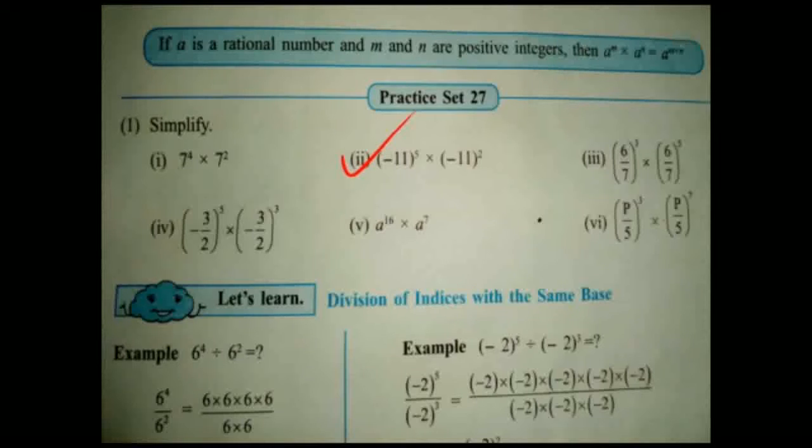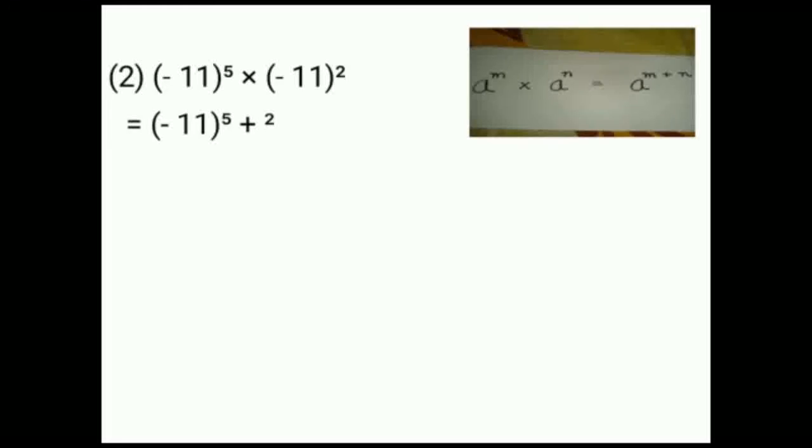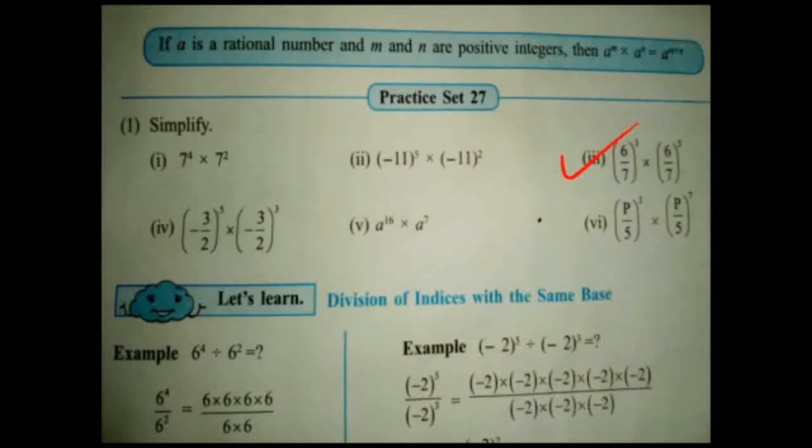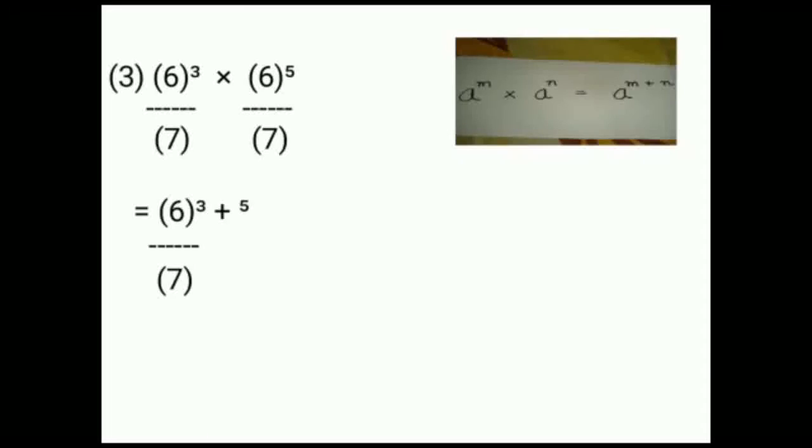Next, minus 11 raised to 5 into minus 11 raised to 2. That is equal to minus 11 raised to 5 plus 2. Answer is minus 11 raised to 7. I have added only index. Base I wrote as it is. Next, 6 upon 7 raised to 3 into 6 upon 7 raised to 5 is equal to 6 upon 7 raised to 3 plus 5. Correct answer is 6 upon 7 raised to 8.